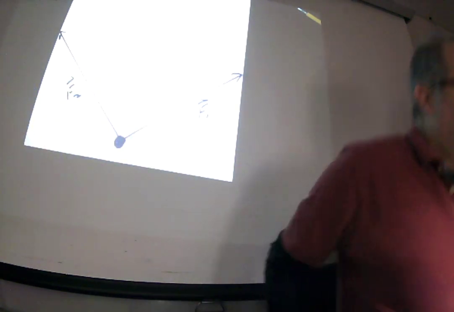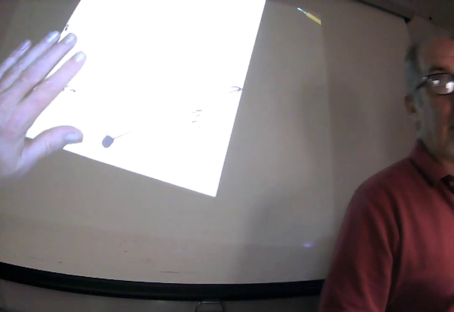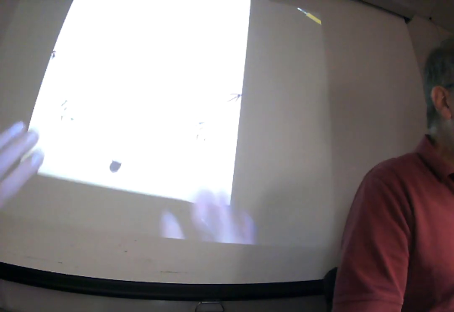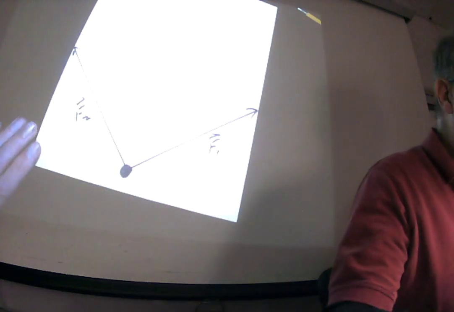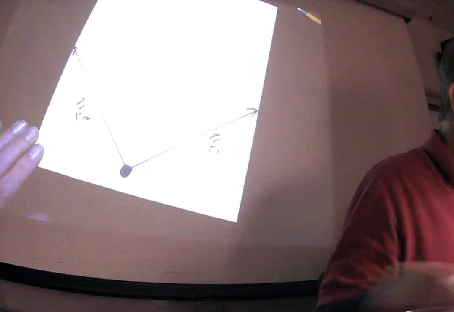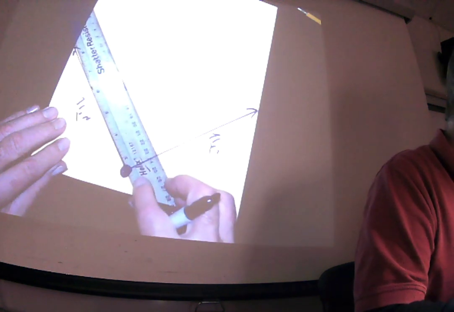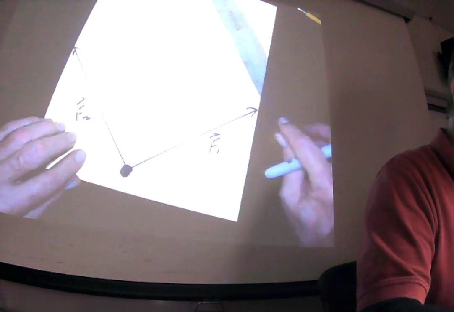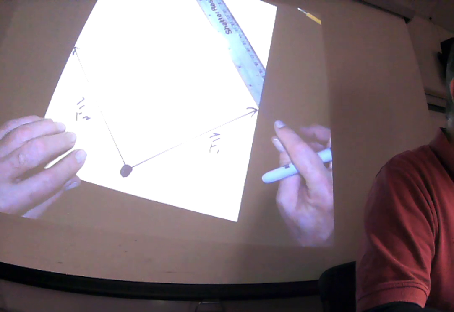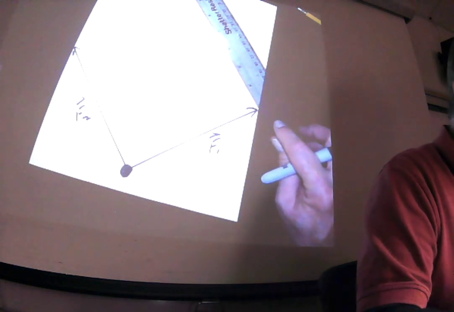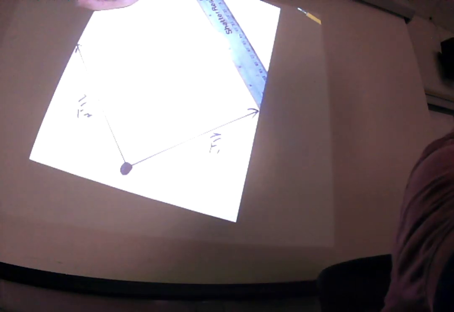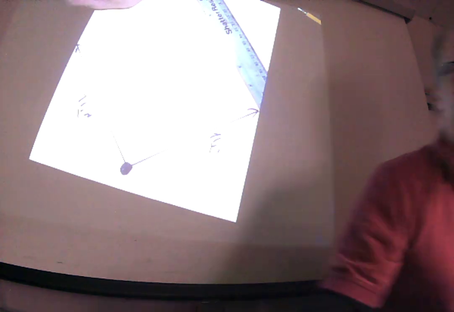Now, I could add them tail to tip, as I did before. But here's another way that we can do it. What I'm going to do is take the direction of F2 and make it up here. I'm going to start it at F1, but I'm not going to draw a vector. I'm going to draw just a dashed line.